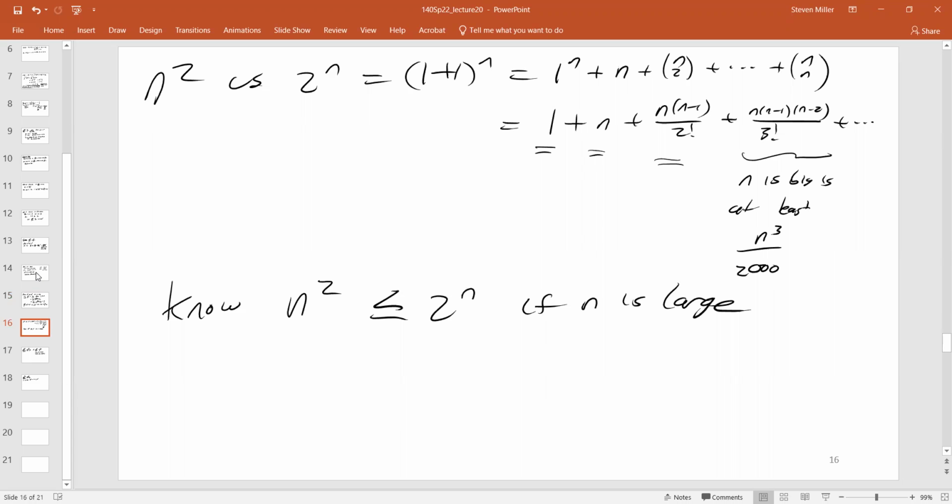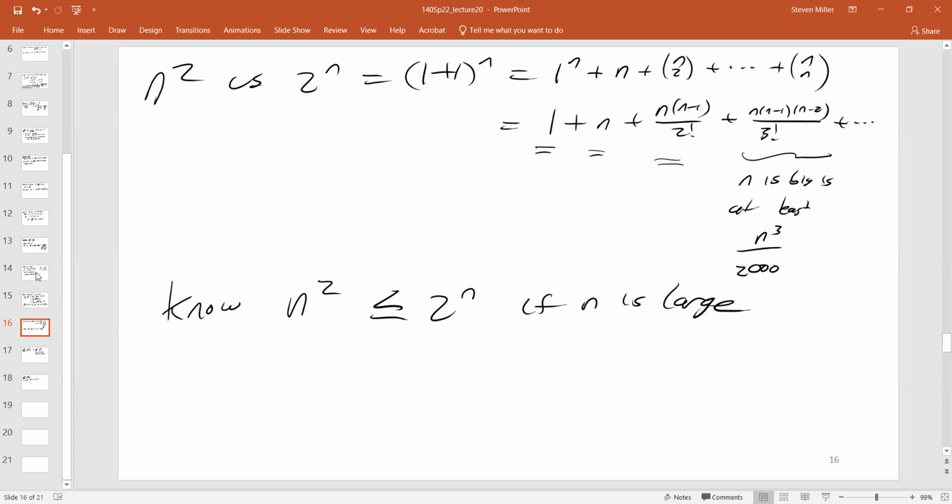Here's another way to prove that n squared is less than 2 to the n for n big. We can write 2 as 1 plus 1. So 2 to the n is (1 plus 1) to the n. It's 1 to the n plus n choose 1, plus n choose 2, and so on. So which term is going to give us the domination over n squared? Well, we get 1, plus n, plus n times (n minus 1) over 2 factorial, and n times (n minus 1) times (n minus 2) over 3 factorial, and so on. 1 is not enough to beat n squared.